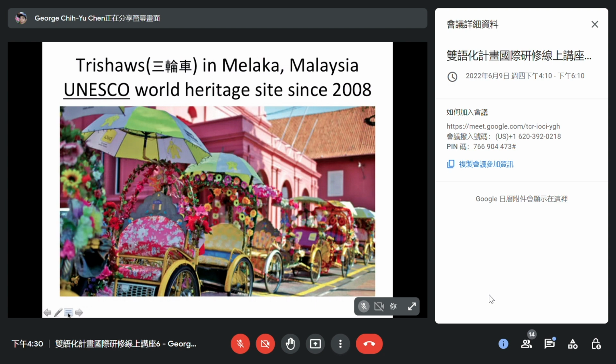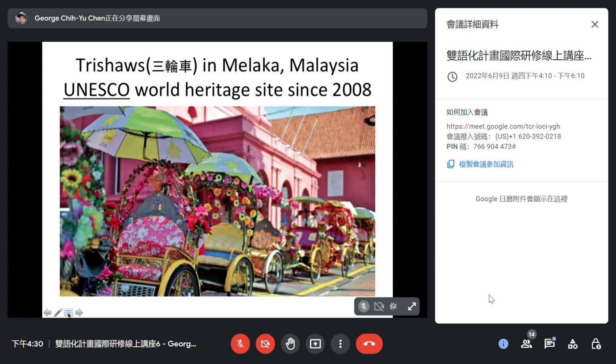And next, I am going to take you to Malacca. Malacca is 马六甲, and to look at tree shots. I've been to Malacca several times, and I love this town. And Malacca is a UNESCO World Heritage Site since 2008. UNESCO means 教科文组织世界文化遗产 since 2008.